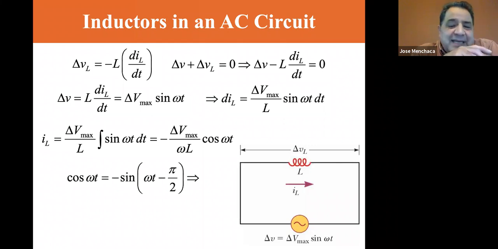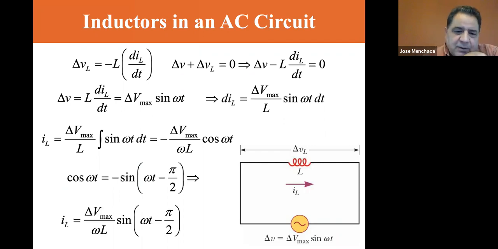Now, cosine omega t is equal to minus sine of omega t minus pi over 2. That's an identity. So we can write that I sub L is equal to, because cosine omega t equals minus sine of omega t minus pi over 2, we lose the minus sign. So IL is equal to delta V max over omega L sine of omega t minus pi over 2.